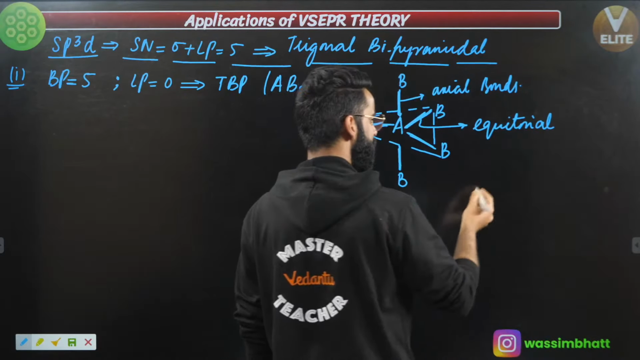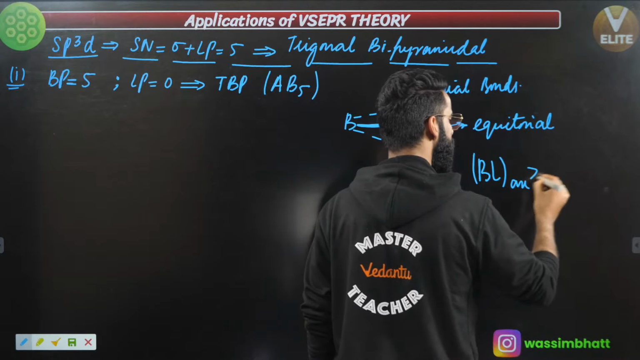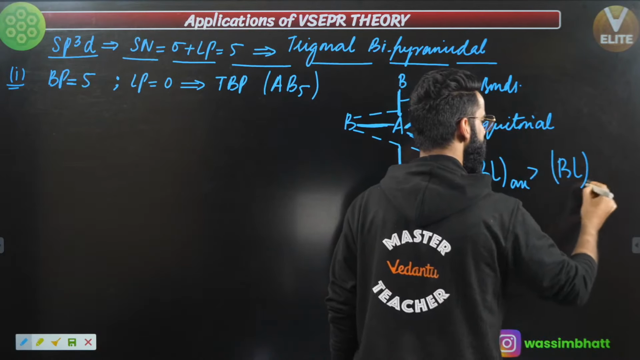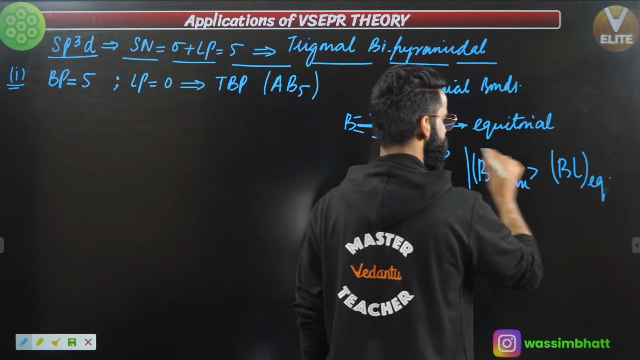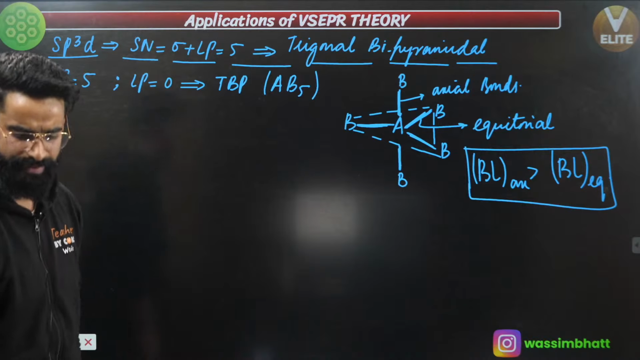And remember, axial bond length is always greater than equatorial bond length in case of trigonal bipyramidal geometry, right? Remember this thing as well, yeah?